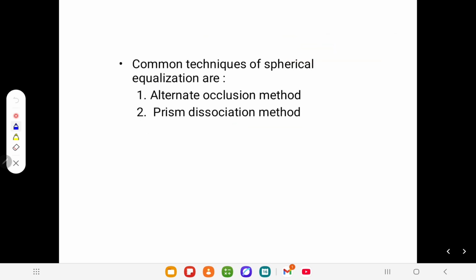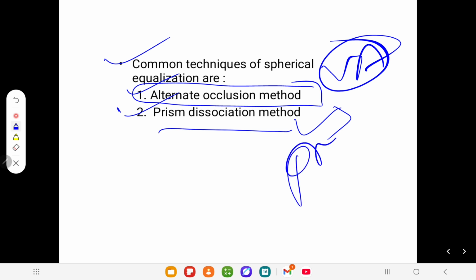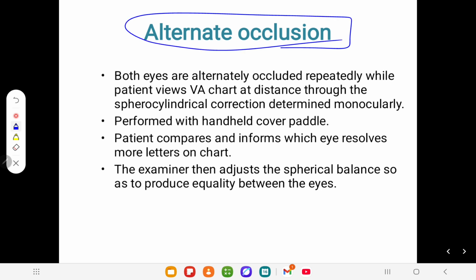Okay, fine. So the common techniques for spherical equalization or binocular balancing are the alternate occlusion method or the prism dissociation method. Yes, definitely in the alternate occlusion method we use visual acuity primarily, but in this case we use prisms, and also the duochrome test or bichrome test. Okay, for the alternate occlusion method, I'm just simply going to read, and if there is anything I will emphasize.